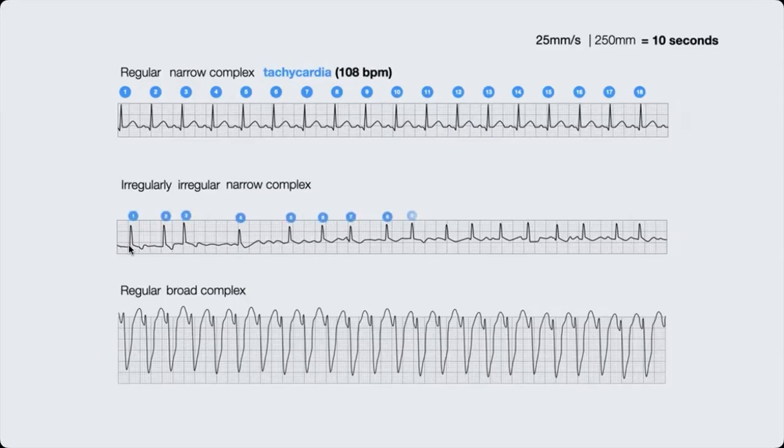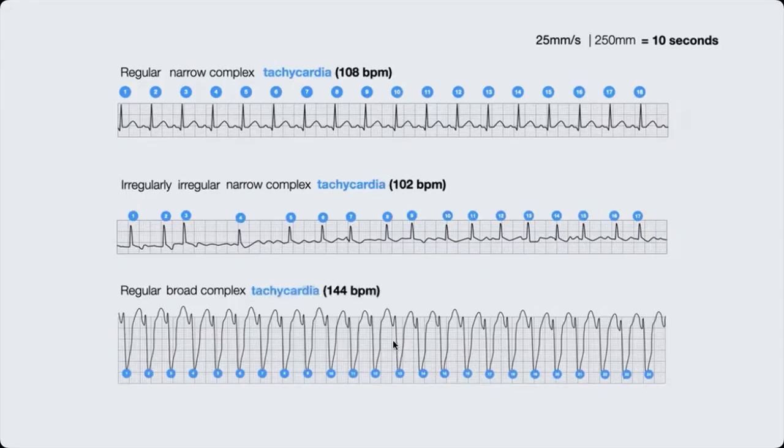We'll do the same for the next rhythm. Count the number of complexes in our 10-second rhythm strip, and then times that by 6. And then we also have another tachycardia of 102 beats per minute. And we also do the exact same for the last. We find that we have about 24 complexes, times that by 6, and we have another tachycardia of 144 beats per minute. So all in all, when you look at this ECG rhythm strip for the first one, you would describe the rhythm as a regular, narrow, complex tachycardia of 108 beats per minute. The second one is an irregular, narrow, complex tachycardia of 102 beats per minute. And the last one is a regular, broad, complex tachycardia of 144 beats per minute.